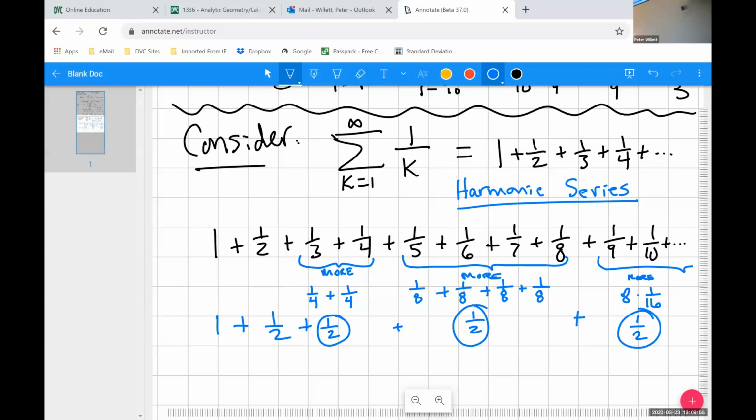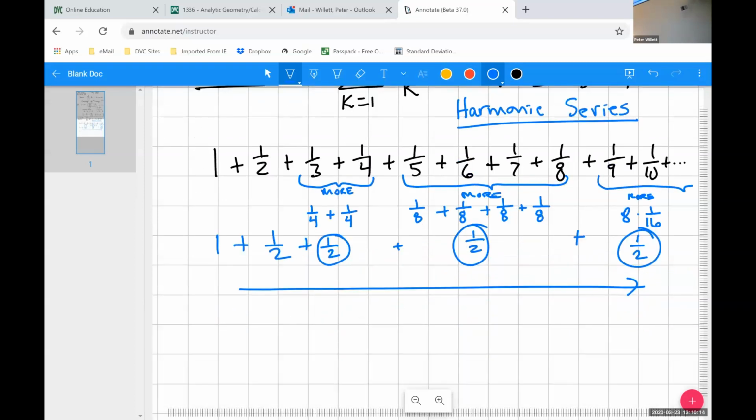So what goes on here is that basically by going further and further out in the series, I can always get the next big batch of numbers that will add up to more than a 1/2. And I can do this forever. So I can keep adding a half, a half, a half, a half, a half as many times as I want, and that will eventually get larger than any number I can think of.